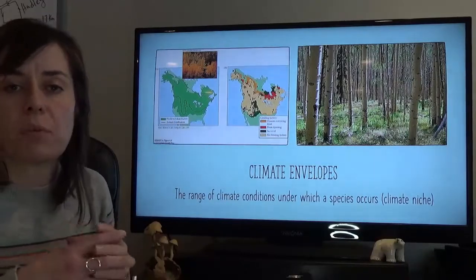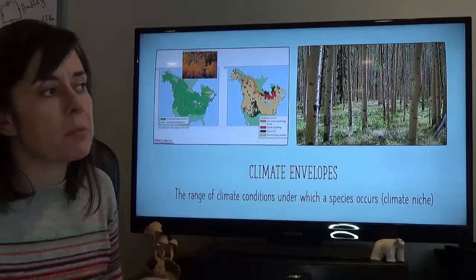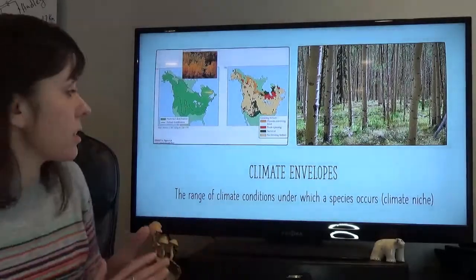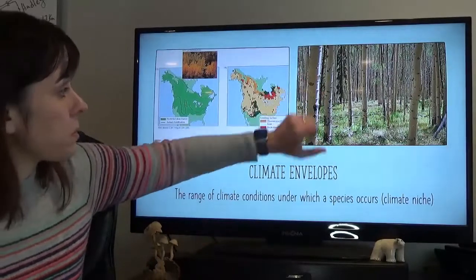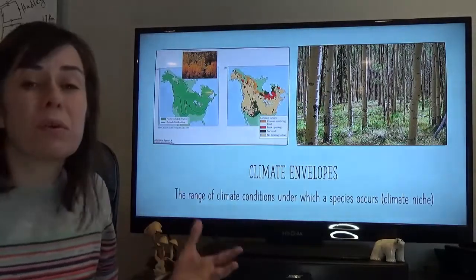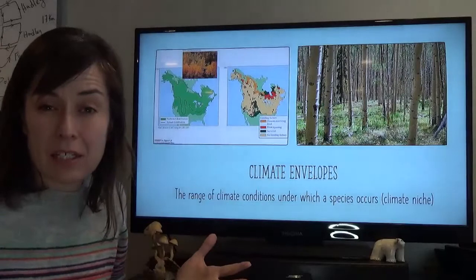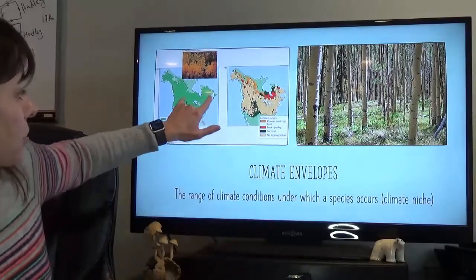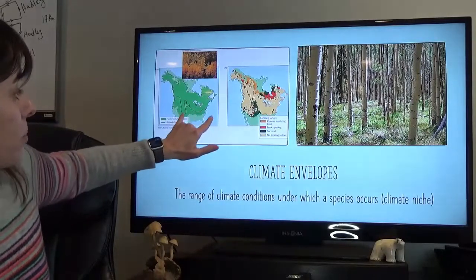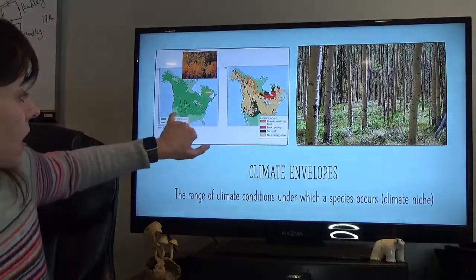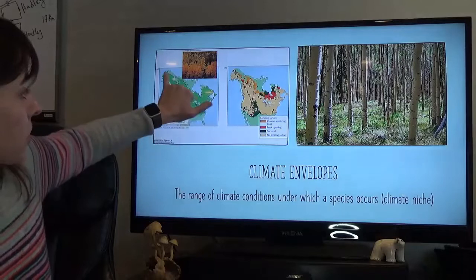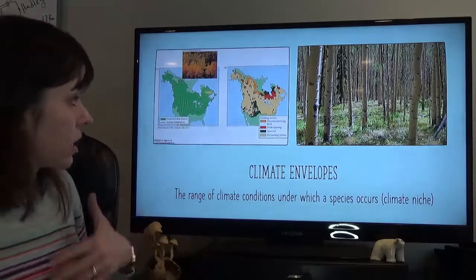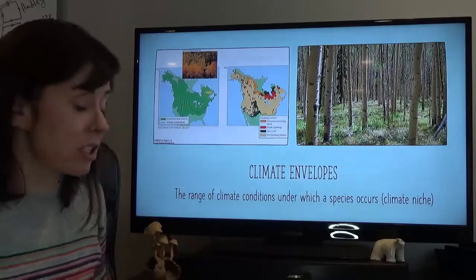So if you run experiments of what conditions species are able to occur across, or in the case of a widespread species like aspen, what is the full range of conditions that it exists in across its entire range? That would lead us to expect that it could occupy a broader range of conditions than it actually does. Its actual distribution, you can see, is smaller than its predicted distribution based on those climatic factors.